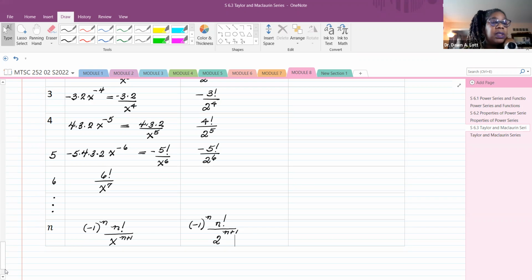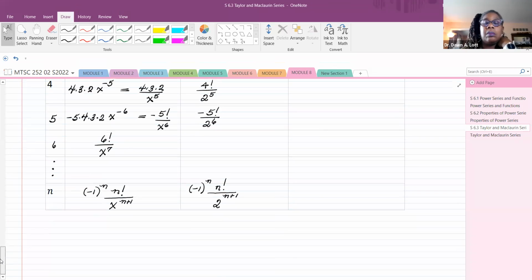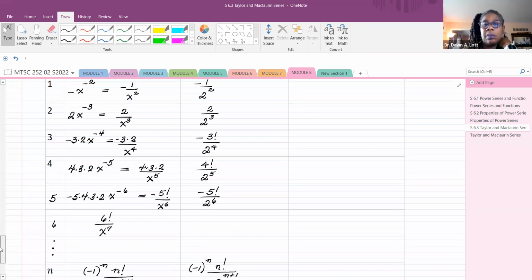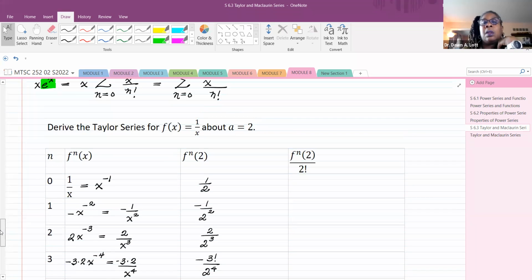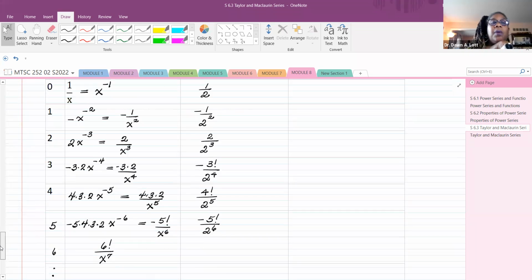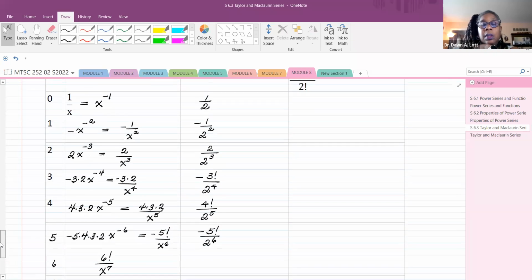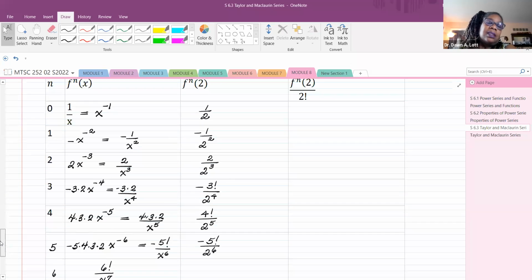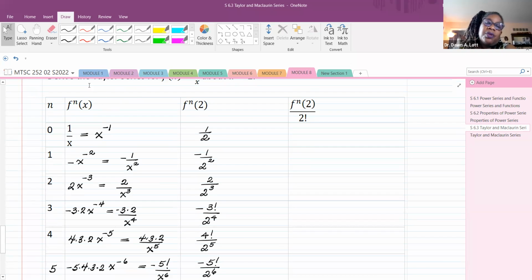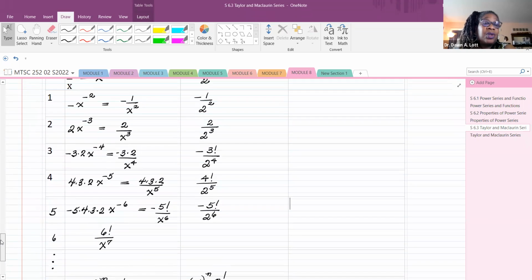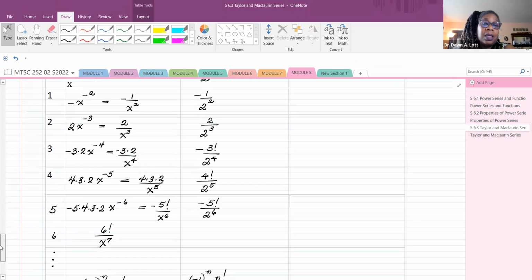Okay, any questions on how we did that? Okay, so now I know the nth derivative at 2. And you know, in the last class, I actually went through every single one of these blocks. But I just realized that I don't need to go through all of those blocks.